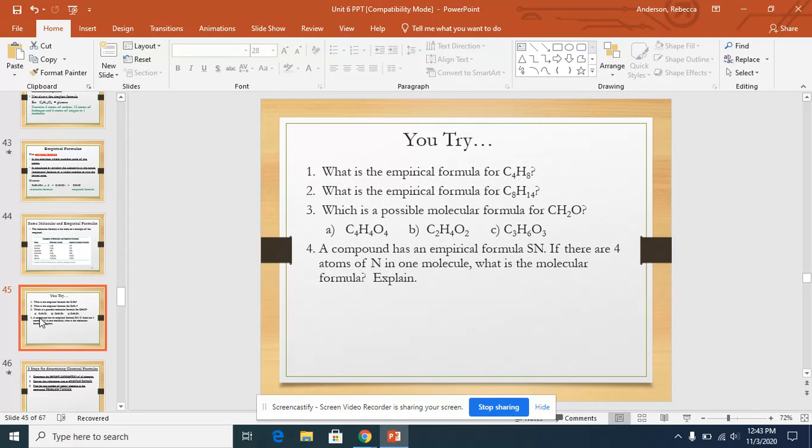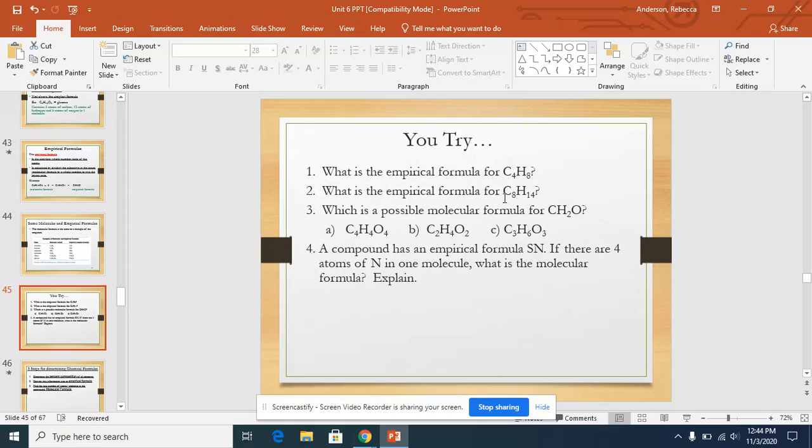So these first 4 questions are in your digital notebook. So you need to make sure you answer these in your digital notebook as well, but I want to go over it with you. So what is the empirical formula for C4H8? So that's your molecular formula. We need to simplify that. Well, we can simplify that by dividing by 4 because 4 goes into both 4 and 8. So that would be CH2.